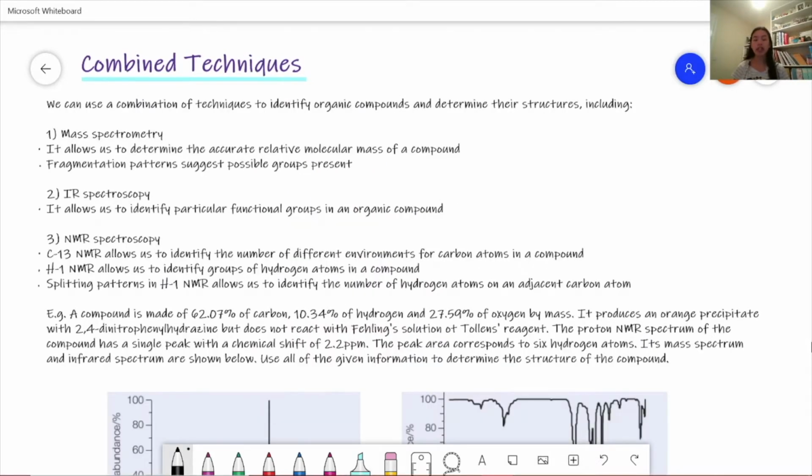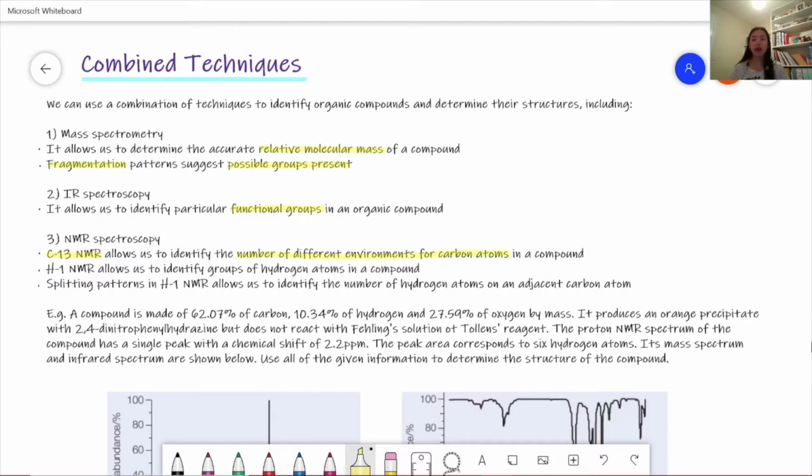So we can use a combination of techniques to identify organic compounds and determine their structures, including mass spectrometry, which allows us to determine the accurate relative molecular mass of a compound, and also the fragmentation patterns, which can suggest possible groups present. We can also use infrared spectroscopy, which allows us to identify particular functional groups which are present in an organic compound, and then also NMR spectroscopy, so carbon-13 NMR, which allows us to identify the number of different environments for carbon atoms in a compound.